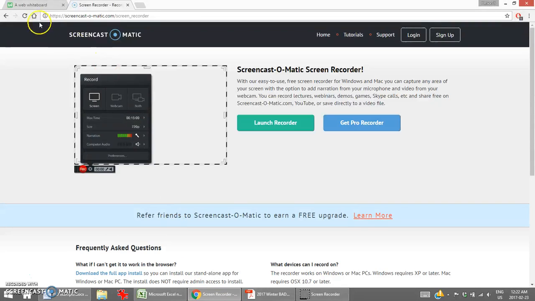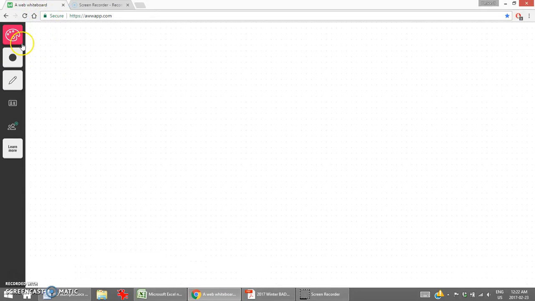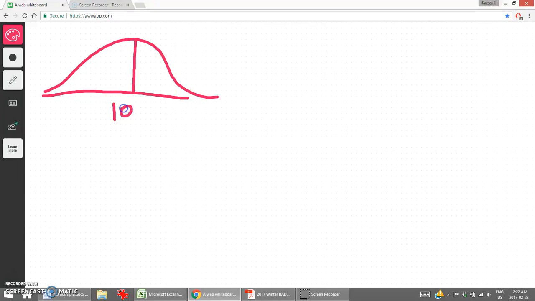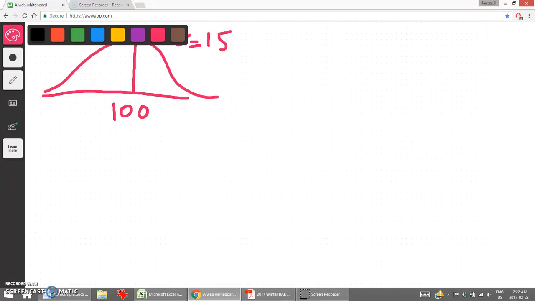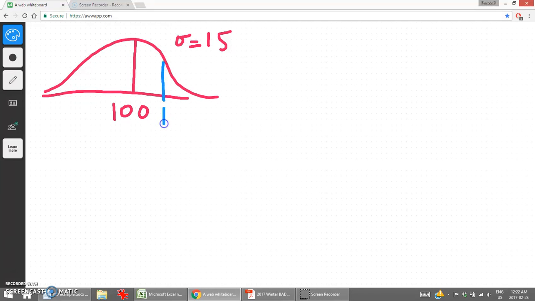So let's go to a whiteboard application. What we know is that because it follows a normal distribution, we can draw this bell curve, which looks something like this. It has a mean of 100, and a standard deviation of 15. The question states in part A: what's the probability that it is greater than 122. So I'm going to choose a different color here. 122 is going to be somewhere there on that scale, and we're going to shade in this area here because that's the area that we're looking for.